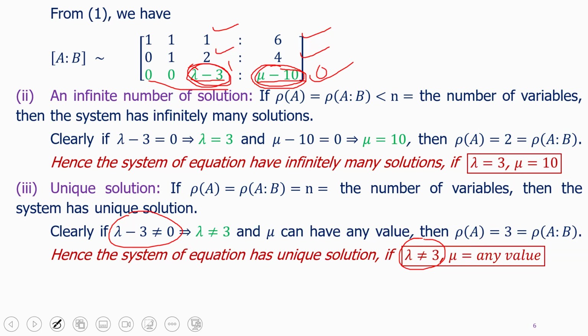Hence, we obtain the three types of solutions. No solution if lambda equal to 3, but mu minus 10 is not equal to 0. If lambda equal to 3 and mu is equal to 10, the system has infinitely many solutions. And if lambda is not equal to 3, mu can have any value, the system has a unique solution. So this is the answer of our question. Thank you.